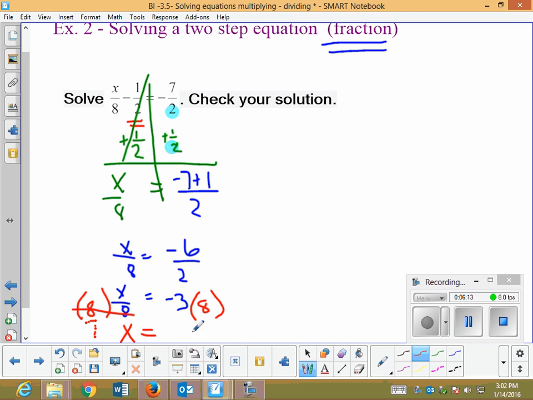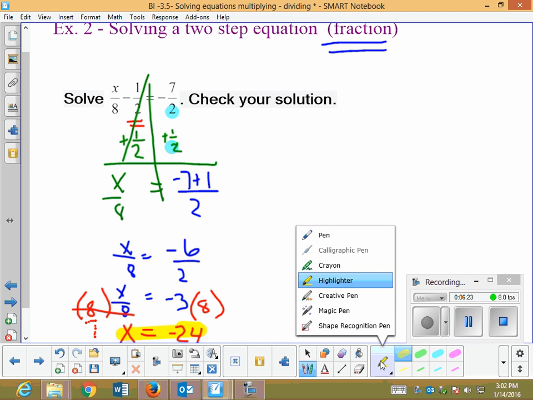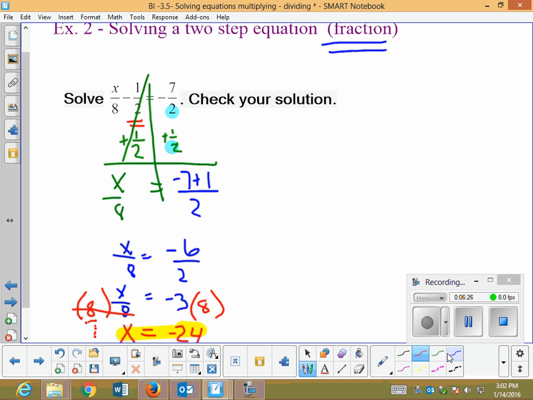Equals, what's negative 3 times 8? Negative 24. So our answer is negative 24. Let me go ahead and highlight that for us. Our answer is negative 24, but to check to see if it's correct, we're going to use the check method. So let's go ahead and look at the check method.